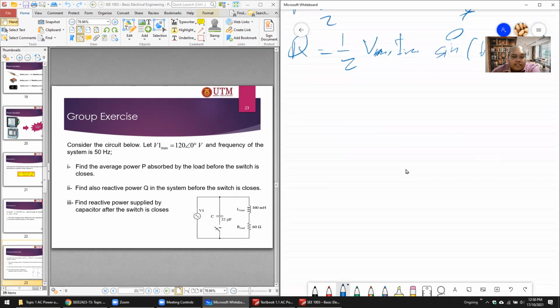And then the third question, you have to practice this. Find the reactive power supplied by the capacitor when the switch is closed. For this case, of course, you have to calculate Z total. So how to calculate Z total?